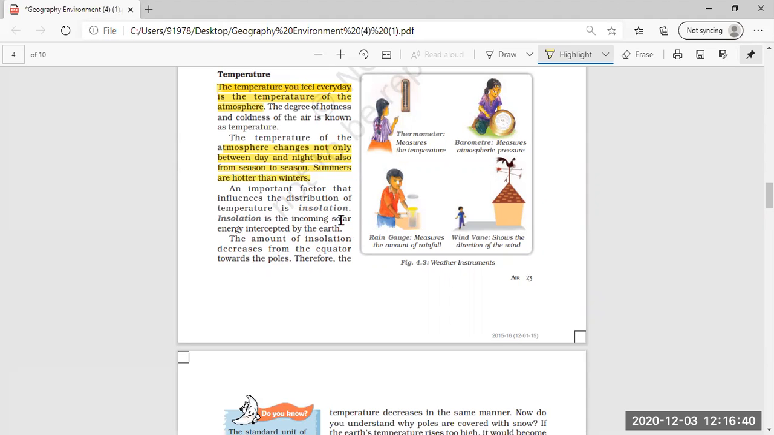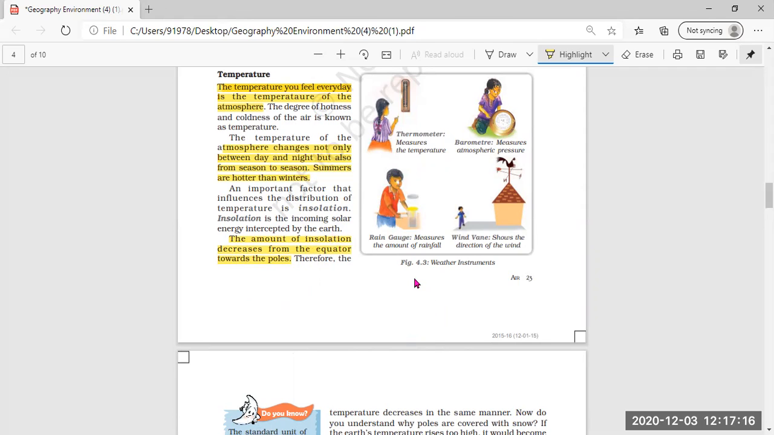Now, insolation is the incoming of solar energy. Solar energy means the energy produced from the sun. So, the incoming of this energy is called insolation. The amount of insolation decreases from the equator towards the pole. As you know, the equator is in the center, and as you move away from the equator, you move towards the pole, that is the North Pole and South Pole.